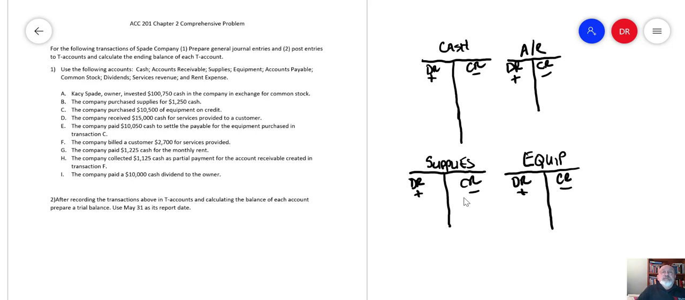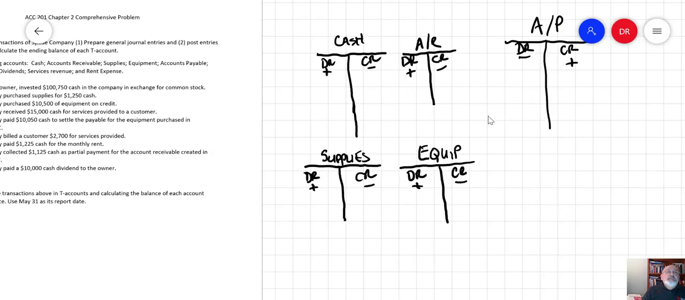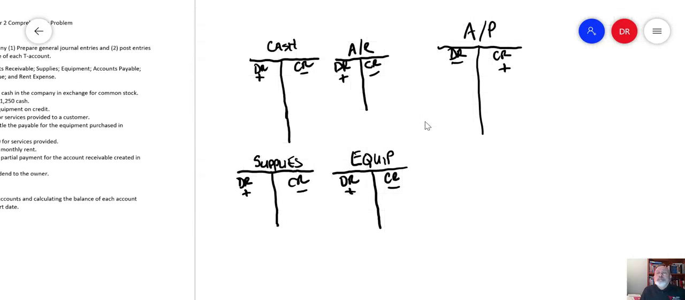And then we have accounts payable, which is a liability. I'm going to move this over just a bit. So we have another account, accounts payable. I abbreviate this AP. And this is going to be debit minus, credit plus, meaning that its normal balance is going to be a credit. Okay, and then we have common stock, dividends, services revenue, and rent expense, all part of equity.